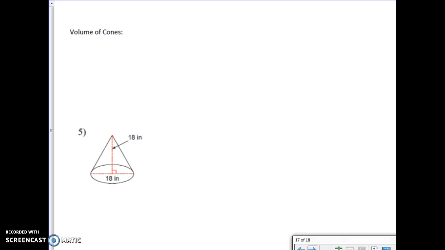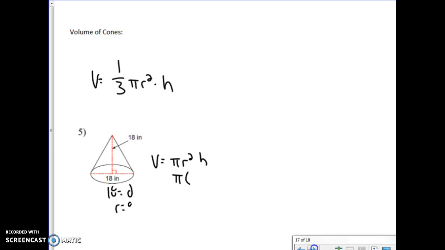So we're looking at cones. The same basic idea. I'm going to take 1/3 the area of my base times the height. That's how I find the volume of a cone. And we can talk more about why that's the case on Friday when I get back. So the volume is 1/3 pi r squared times h. So I got pi. Well, 18 is my diameter, which means my radius is 9, times 18, and I'm going to take times 1/3.